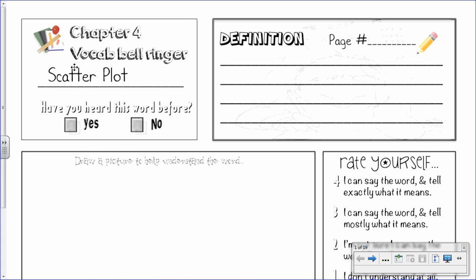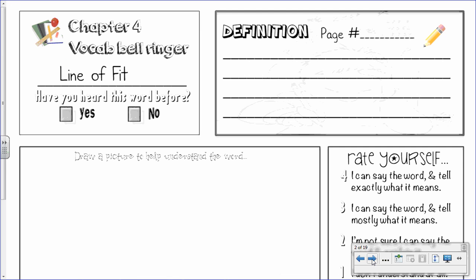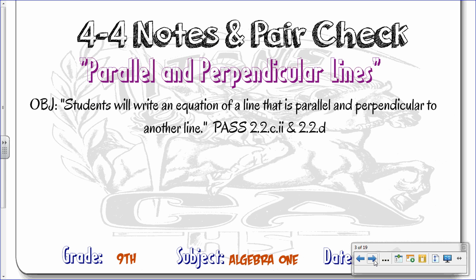Okay, now you guys should have already done scatter plot, right? I think we did this the other day. You need to go back and finish that. What was the other one? Line of fit. Okay, so you have scatter plot and line of fit. You guys just got both those done, right? Okay. All right, let's look at example 1. Actually, go ahead and get the objective and the pass skill. Some of you guys may have already got that down because it's on what else? The pair check, and I think it's also on the worksheet, isn't it? Okay, so some of you guys may have already got that down, which is great.